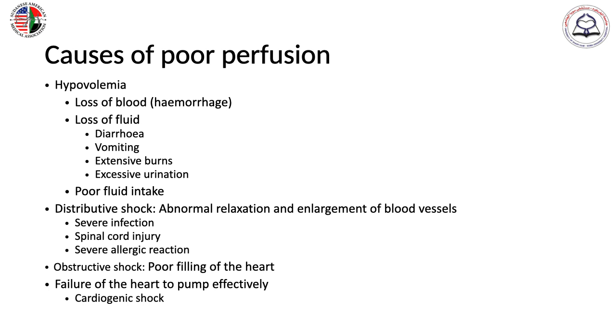Distributive shock is due to abnormal relaxation and enlargement of blood vessels, as in sepsis, spinal cord injury, and allergic reaction. Obstructive shock is due to poor filling of the heart, as in pulmonary embolism, tension pneumothorax, and cardiac tamponade. Cardiogenic shock is when the heart fails to pump blood effectively, as in cardiomyopathy and arrhythmias.